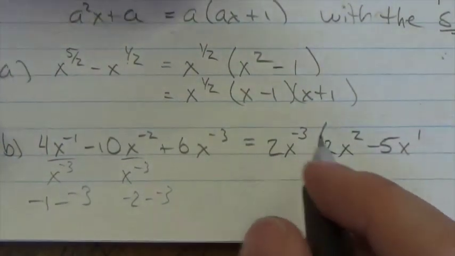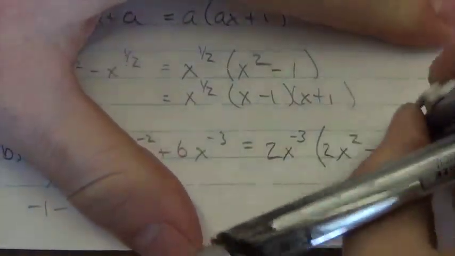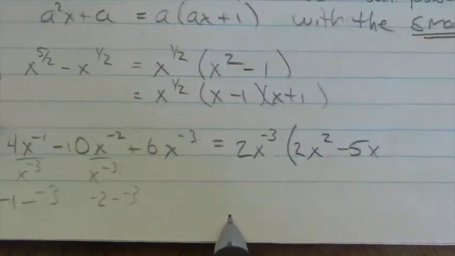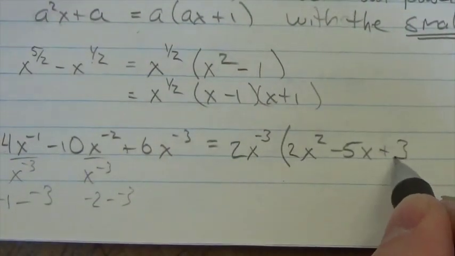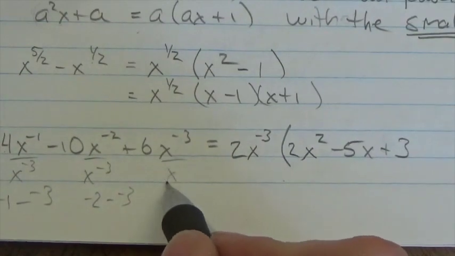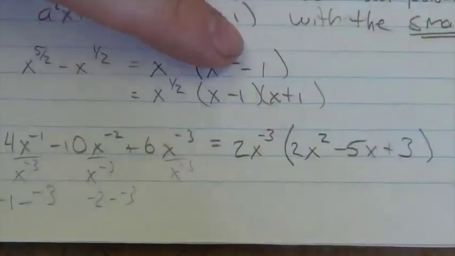Okay, let's keep going. But x to the 1, and I don't need to write that 1 if it's to the 1. That's fine. Finally, moving on here, positive 6 divided by 2 is going to be positive 3. And then when I divide x to the negative 3 by x to the negative 3, I'm just going to get a 1 there. So there we go.